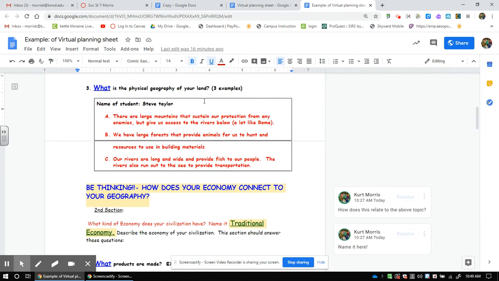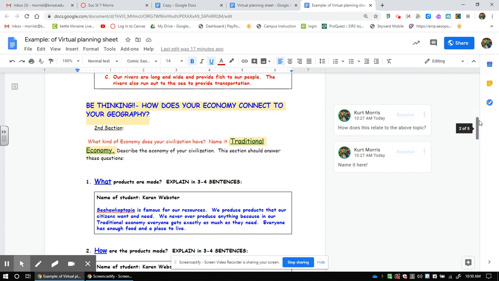Now, you've answered this in your geography section, when we had our geography unit. What did you write about when you did geography? Well, this person talked about the large mountains, the thick forests, and the rivers, the three different parts. Now we have to get down here and talk about the economy. How does the economy connect to your geography? Well, in this unit, we're talking about a mountainous forested region, almost like Rome. And I went with a traditional economy. So name it traditional economy. Of the four economies we covered, this one works best. Okay. What products are made?